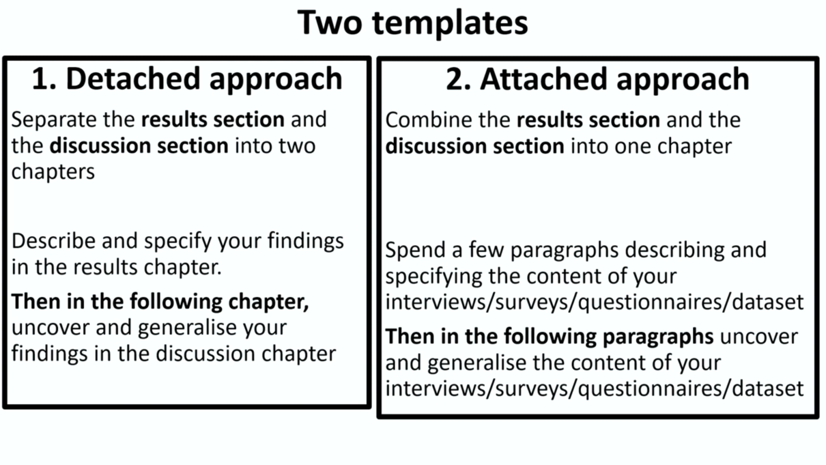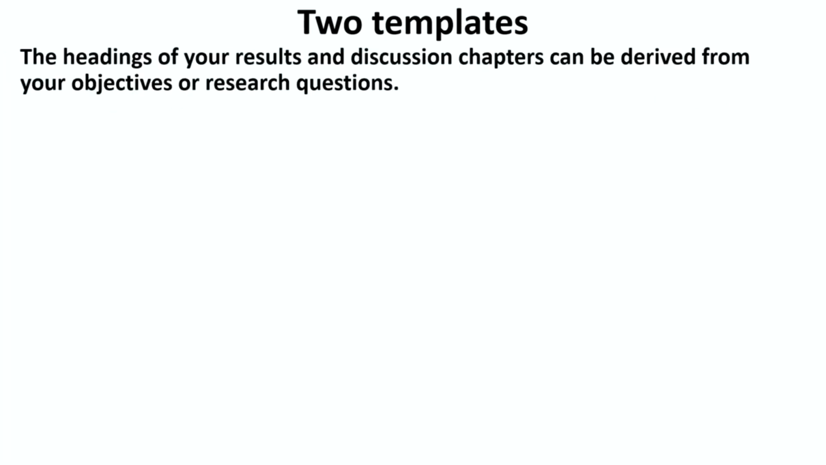Present your results, then discuss them. You follow this formula. The headings of your results and discussion chapters can be derived from your objectives or your research questions. It's very important. Every chapter in your dissertation, you must always reference or go back to your objectives or research questions. Every chapter should speak to your objectives or your research questions.